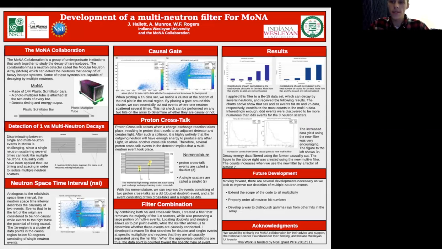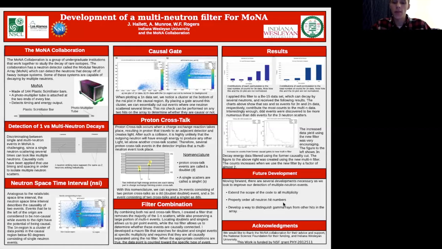Looking forward, there are certainly future developments we'd like to make with this multiple neutron filter. One such improvement would be to extend the scope of the code to include all multiplicities. Furthermore, we'd like to properly order all the neutron hit numbers. This will make creating plots for our decay energies much easier.